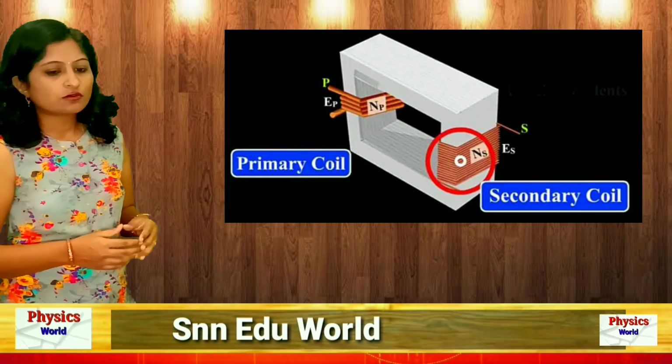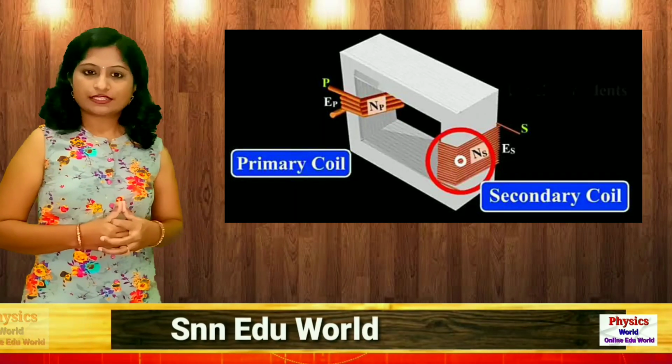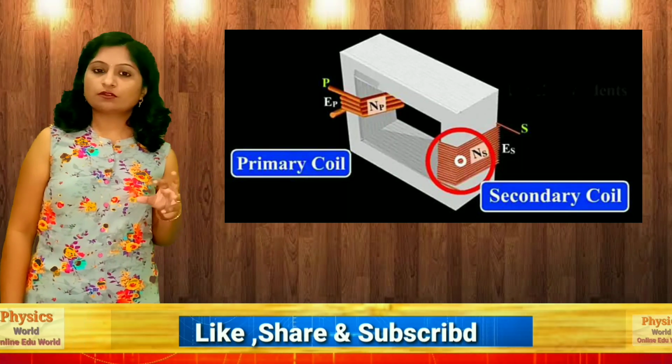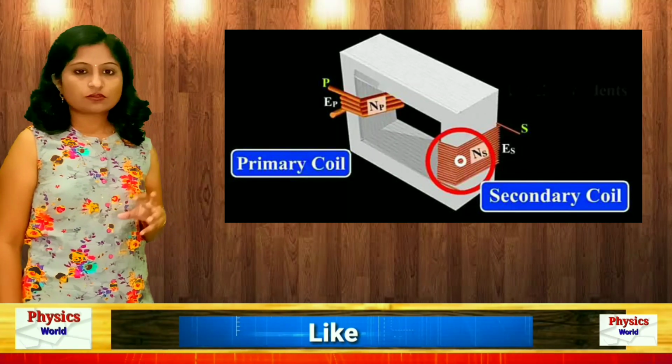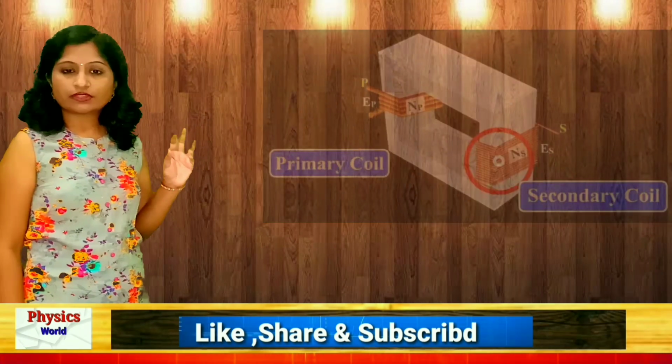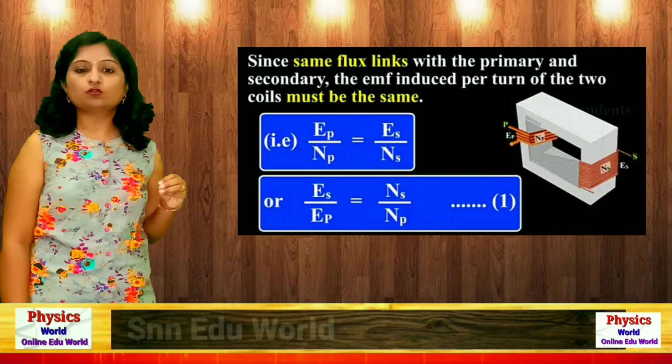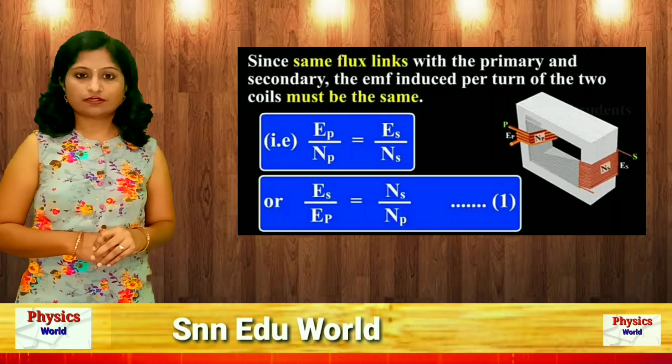So let's start with the expression. Now since both the coils are mounted on the same iron core, the same flux is linked with both the coils. That means the EMF per turn in the two coils must be equal.